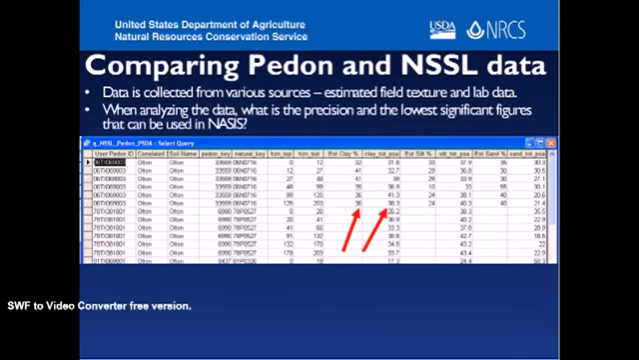Case in point, everybody that's listening to this has probably come in and used the estimated clay content, and also looked at the lab data. So they may have estimated 36% clay while they were in the field, but the lab results showed 38.3. We've all done this, but what is the lowest significant figure of the data that you're using?